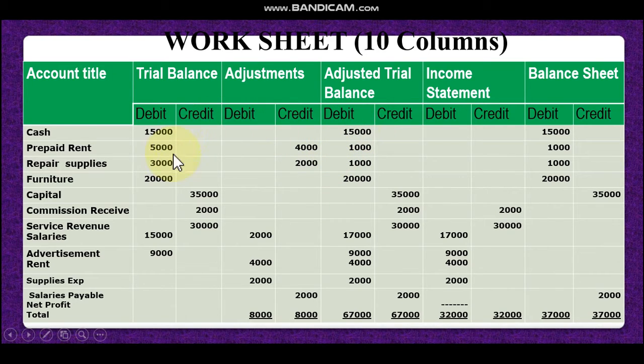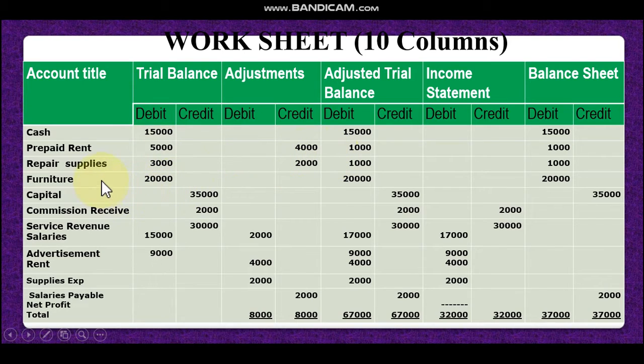Adjusted trial balance, that means we have to add the trial balance and adjustment items. Look at, cash 15,000 and adjusted trial balance 15,000, because there is no adjustment here. In the adjustment column, no cash. Then prepaid rent, earlier we have 5,000, in adjustment it is 4,000 credit. And all of you know that with debit and credit, we have to subtract. So debit 5,000, credit 4,000, 5,000 minus 4,000 is 1,000 in the adjusted trial balance. Why is it on the debit side? Because the debit side is greater than the credit side.